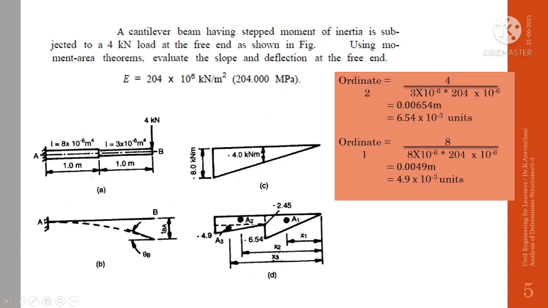So if you take the bending moment at the junction point between the two moments of inertia, you will be getting 4 into 1, that is 4 kilonewton meter as the bending moment. And at the point A, you will be getting 4 into 2, which is 8 kilonewton meter. So this is your bending moment at the point A. You got the bending moment at the two junction points.